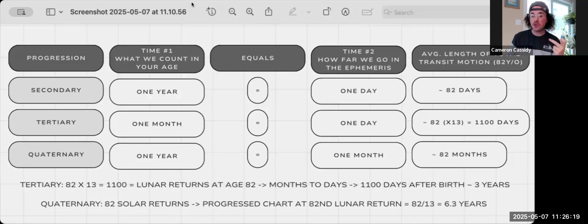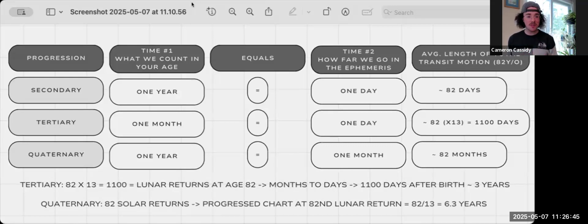So if you live to be 82 years old, we're going to go 82 days down times 13, because there's 13 lunar returns in one year and you have 82 years. So that's 1,100 days down in the ephemeris that you'll travel if you live 82 years. 1,100 days down in the tertiary scale. And so that's almost 3 years, right?